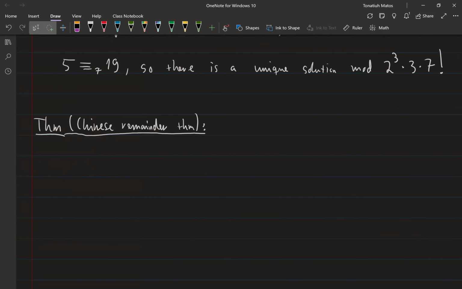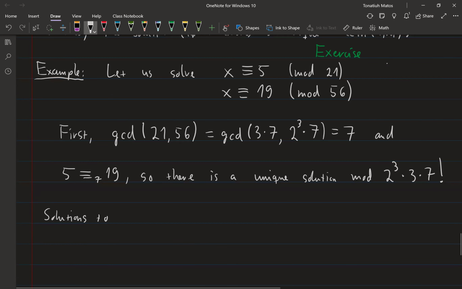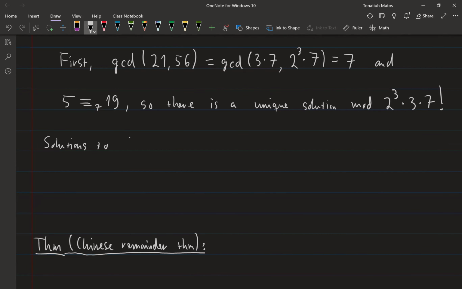Before I give you a concrete method of finding it, there's basically two ways. One is by brute force, which might seem like it's not a very good method, but for small numbers, it works even faster than the other method. So how do we solve this by brute force? Let's do this first, and then I'll tell you how to solve it the other way. So, solutions to, let's call these two different congruences 1 and 2.